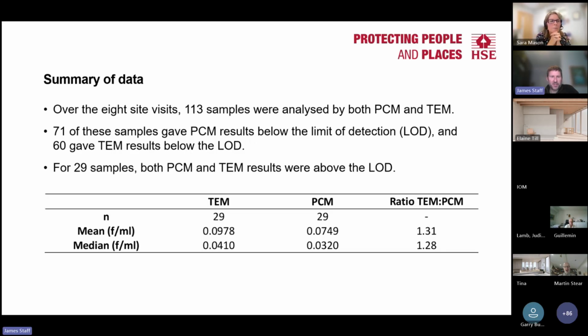So moving on to the results of the study, we analysed 113 individual samples by both PCM and TEM. Of these, 71 had PCM results below the limit of detection and 60 had TEM results below the limit of detection. So we therefore ended up with 29 samples where we had a quantifiable result for both PCM and TEM. So those are the ones that we looked at in more detail.